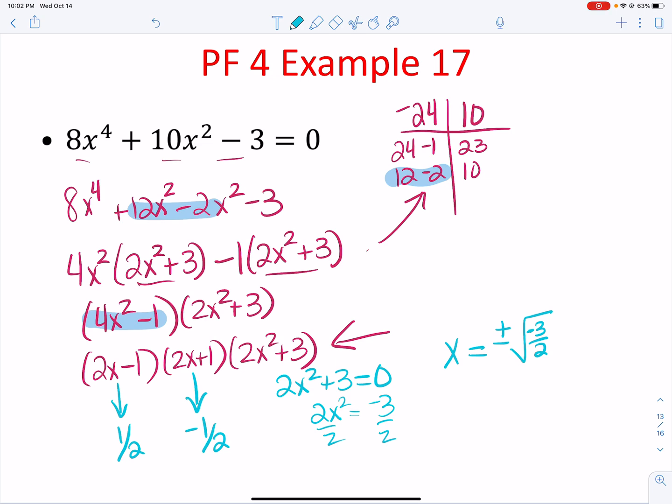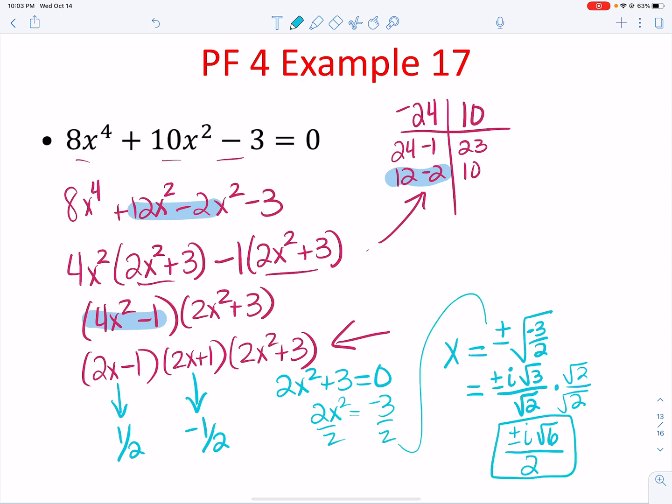Negative 3 halves, right? I would not accept that because number 1, you can't have a negative. So this would be i root 3. And number 2, you can't have a root on the bottom. So if I rewrite it by splitting it up, then I would have the root 2 times the root 2 would become 2 on the bottom. And then it would be plus or minus i root 6. So that would be your other 2 roots that you did all the way through to get that work.